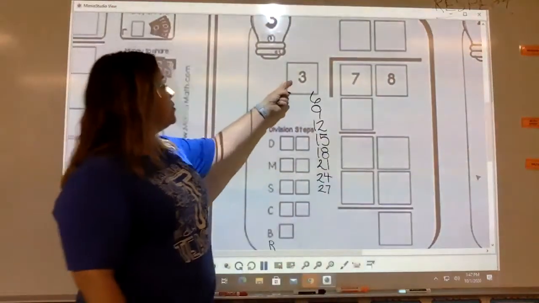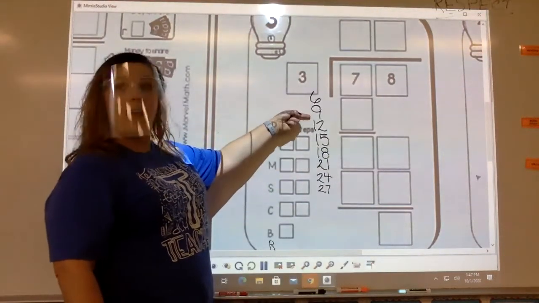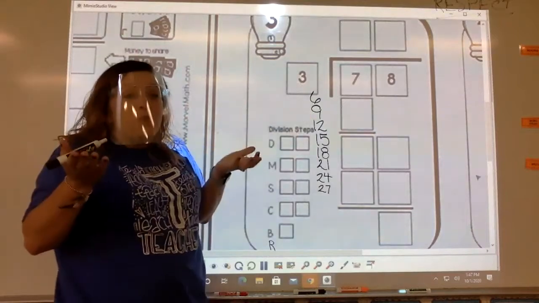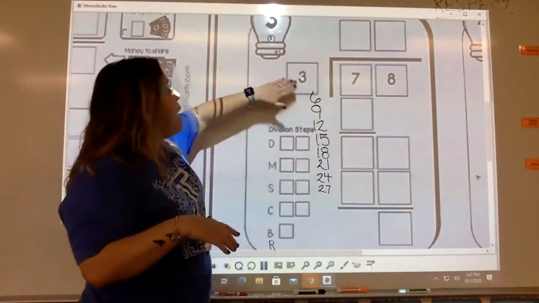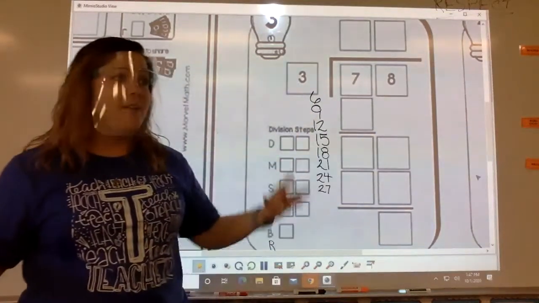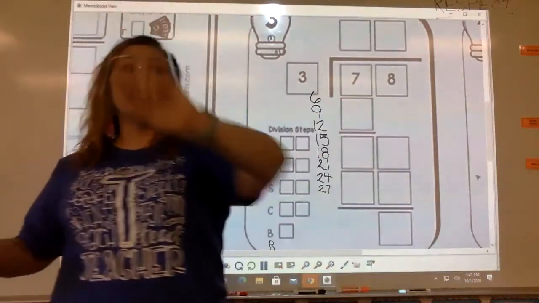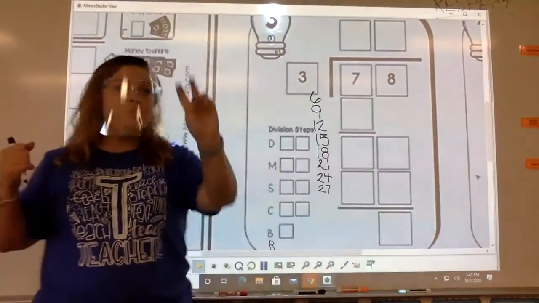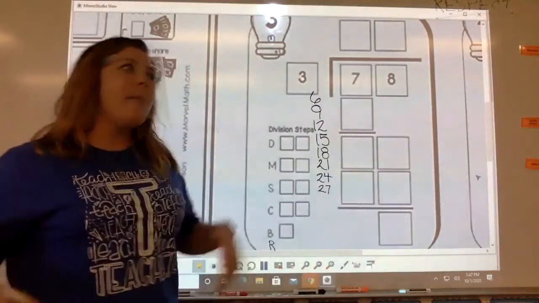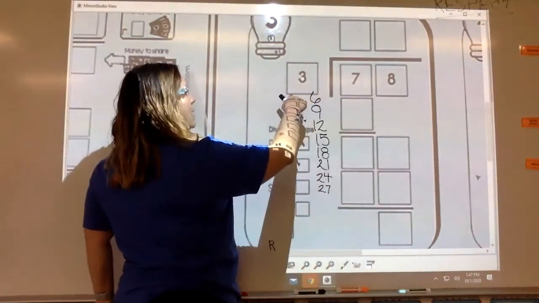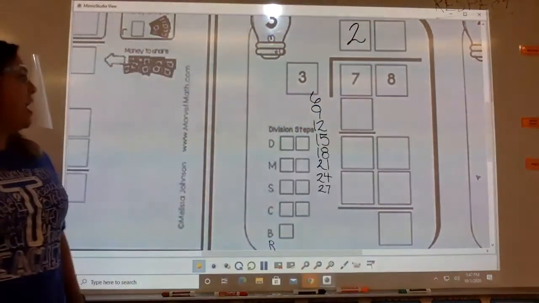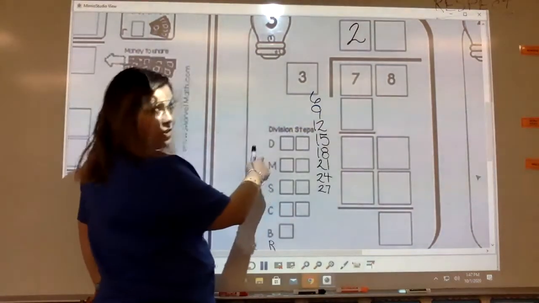So let's count. 3, 6, 9. Uh-oh, 9 is too much. It's over. So how many times could we count before we got to 7? 2. Only 2. So how many times does 3 fit into 7 without going over? 2 times. Very good. That means that 7 divided by 3 is 2. Very good. I am done with division for the first time.